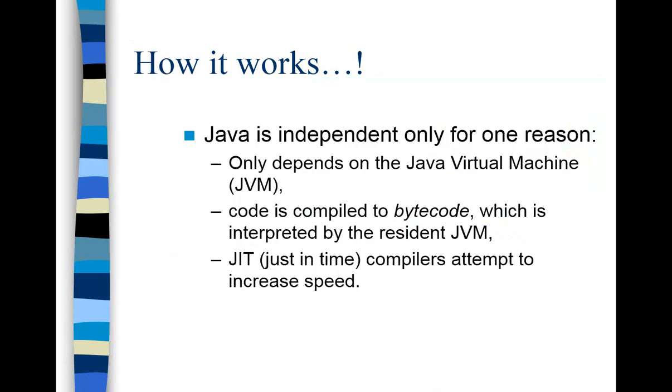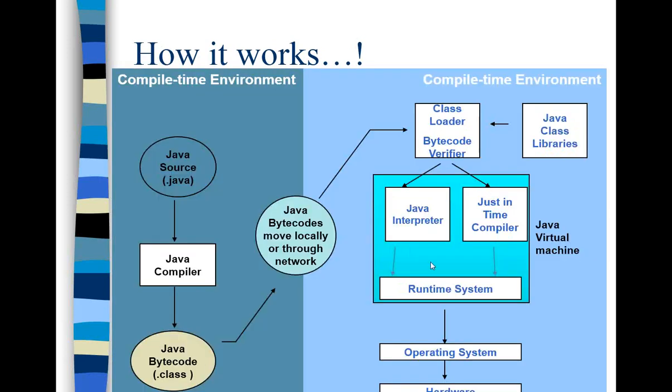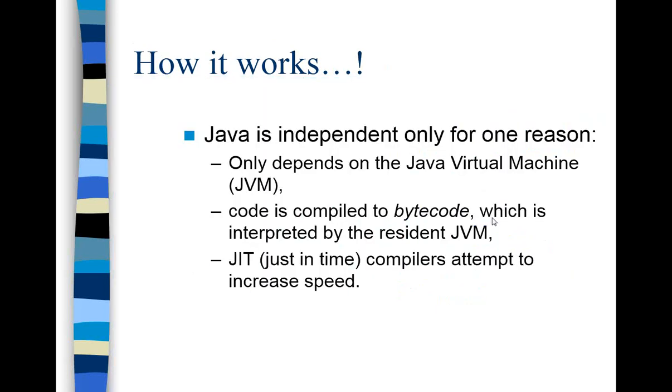So let's go ahead. Java is platform independent for one reason: it depends only on the Java Virtual Machine that we already discussed. Code is compiled to bytecode, which is interpreted by the resident JVM. The just-in-time compiler attempts to increase the speed, right? This compiler is present inside your JVM, which allows you to increase the performance of your Java applications.